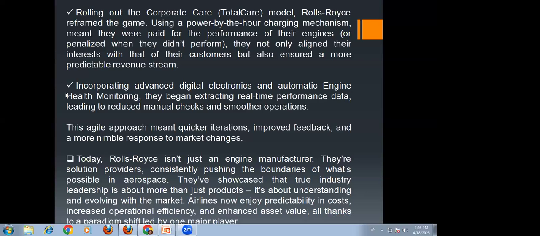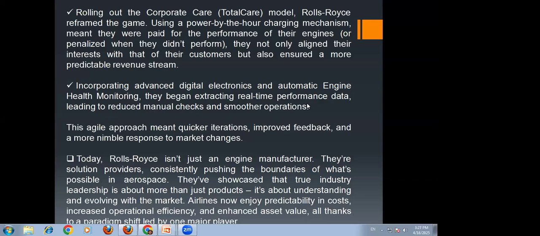Incorporating advanced digital electronics and automatic engine health monitoring systems, they began extracting real-time performance data, leading to reduced manual checks and smoother operation. So this was the initial stage of their implementation of these techniques. This agile approach meant quicker iterations, improved feedback, and a more nimble response to market changes.